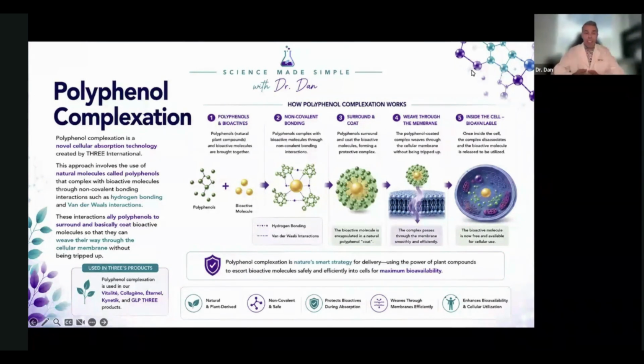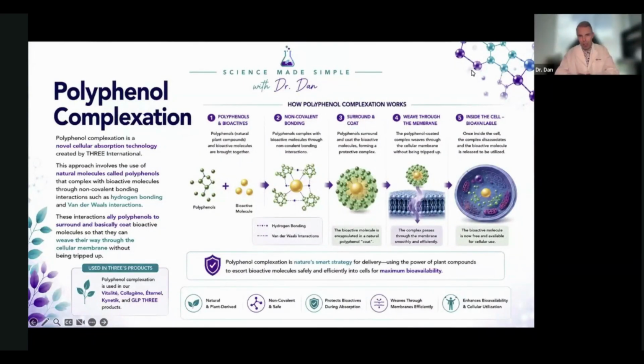The beautiful thing is once it gets into the cell and the conditions of the cell change, it rapidly disintegrates. These polyphenols fall off of the bioactive molecule, and then the bioactive molecule can travel to where it needs to in the cell and exert its biological activity. So this is a natural approach. This is nature's smart strategy. With all of these, we wanted to use natural approaches, because here at 3 International, as you know, we don't use anything synthetic. That would defeat the purpose, right? If we're using natural molecules and synthetic technologies, that doesn't make sense, and that really doesn't even work.